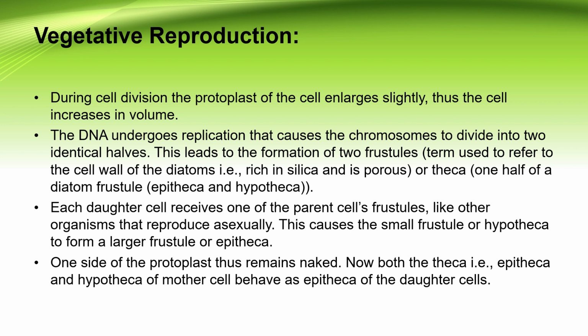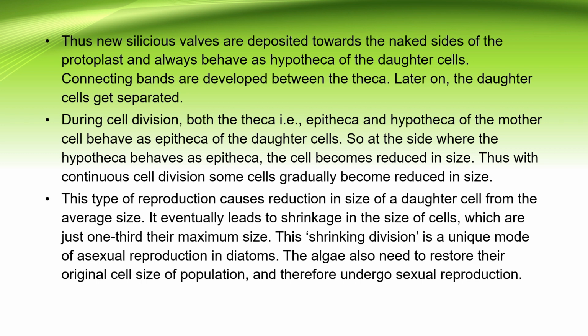So each daughter cell receives one of the parent cell frustules like other organisms that reproduce asexually. This causes the small frustule called hypotheca to form a larger frustule called epitheca. One side of the protoplast remains naked. Now both the theca, that is epitheca and hypotheca of mother cell, behave as epitheca of the daughter cells. So next. Thus, new siliceous valves are deposited towards the naked sides of the protoplast and always behave as hypotheca of the daughter cells. Connecting bands are developed between the theca. Later on, the daughter cells get separated.